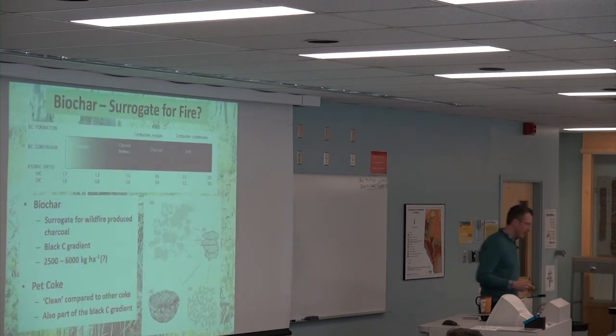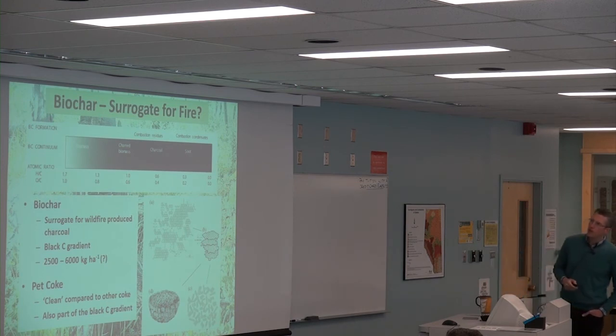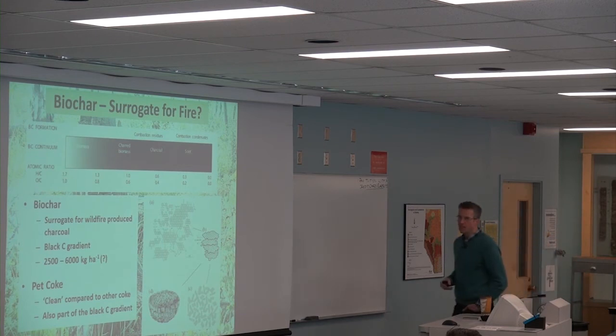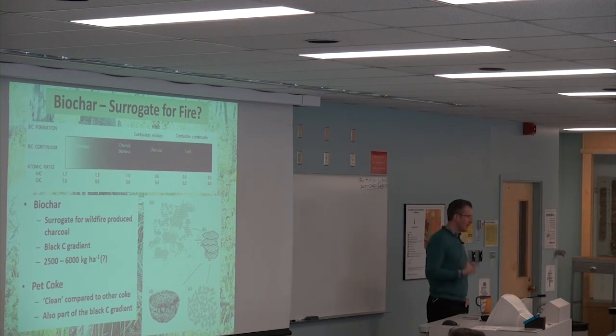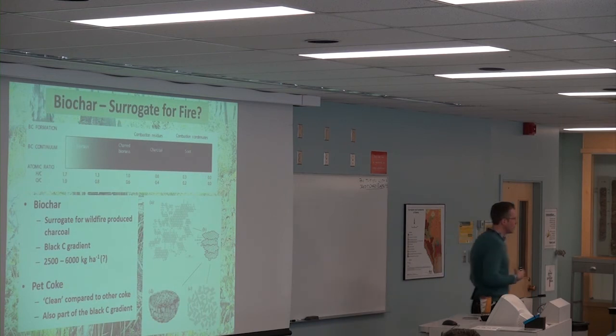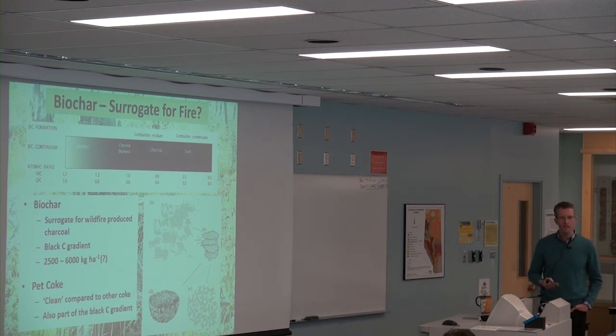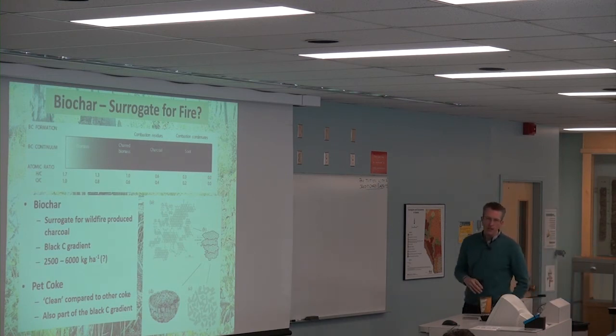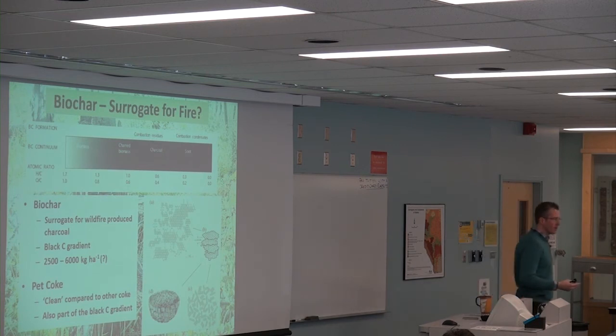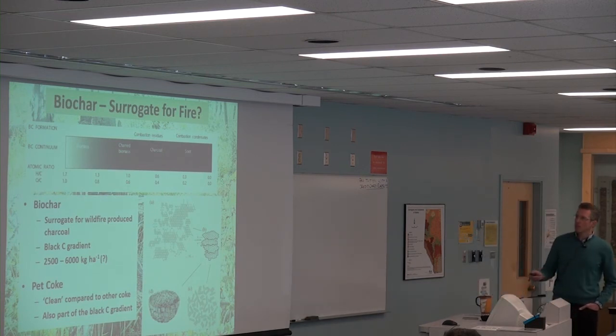That brings me to the next idea, which is, can biochar be used as a surrogate for fire in reclamation? Biochar is basically a man-made substrate that is very much like charcoal. You can make biochar out of any organic substrate by heating it in the absence of oxygen. Under controlled conditions with heat and low oxygen, you carbonize organic material and make it into something very much like charcoal. This is the black carbon gradient, and on the x-axis is basically increasing heat over time.